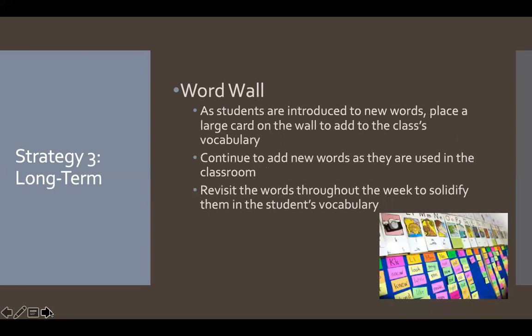Moving on to long-term strategies. This next strategy is a long-term strategy because it would be used throughout the school year, and it lets the students see their new vocabulary words throughout the year. This strategy is a vocabulary word wall, and it can be on display in the front of the classroom for all the students to see and use on a daily basis. They should be encouraged to use the words on the wall in their classroom discussions and in their writing pieces.